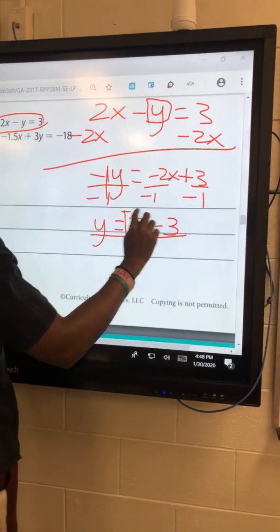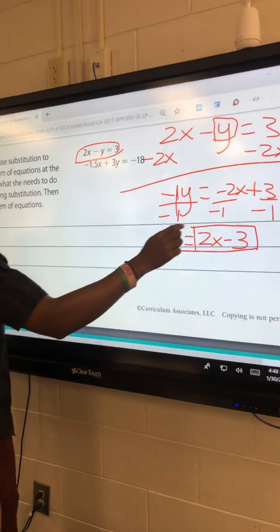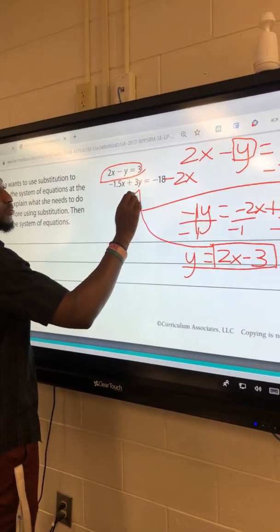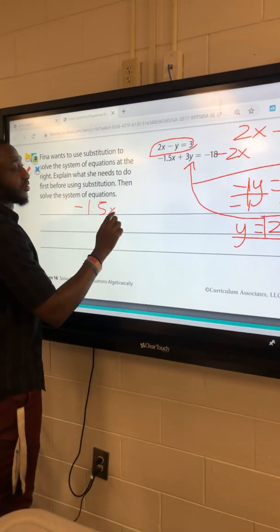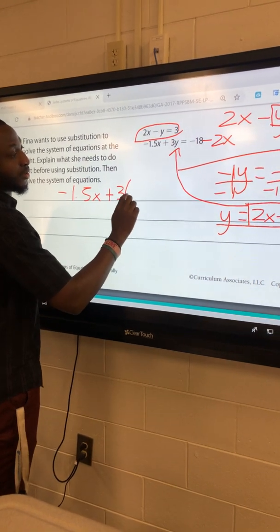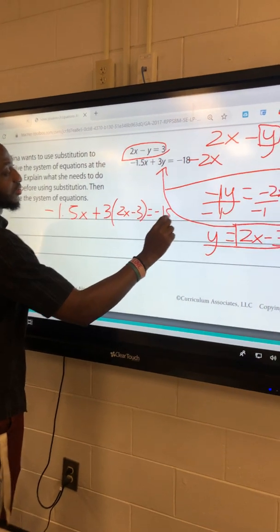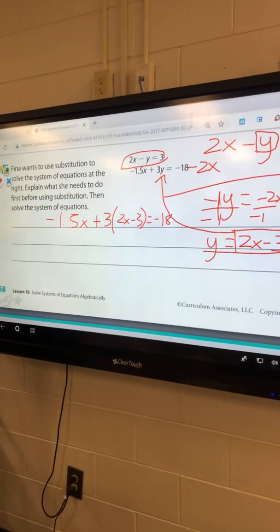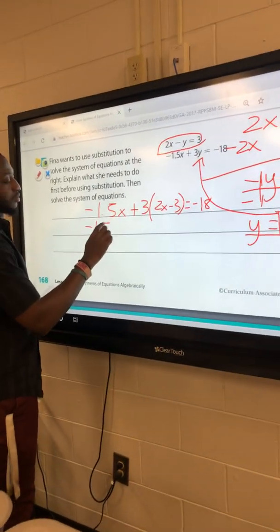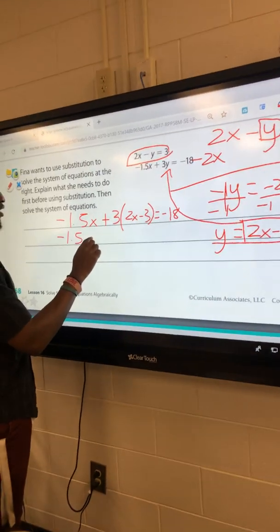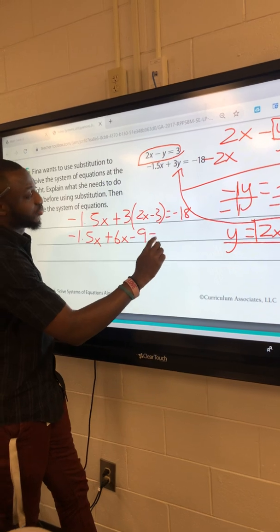So I'm going to take the value of y. I'm going to plug it into my second equation. Plug into the y in my second equation. So now I have negative 1.5x plus 3 times 2x minus 3 equals negative 18. I have parentheses, so I need to do my distributive property. 3 times 2x is 6x. 3 times negative 3 is negative 9 equals negative 18.